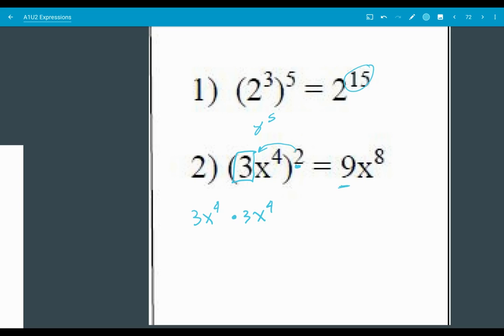And then we multiply 4 times 2 to get x to the 8th. Or if we look at it this way, we're going to add the exponents. So we have 3 times 3, and then we have x to the 4 plus 4.